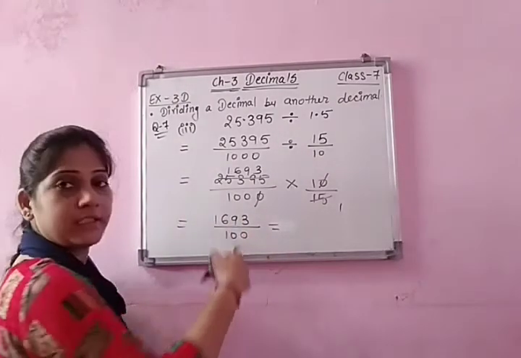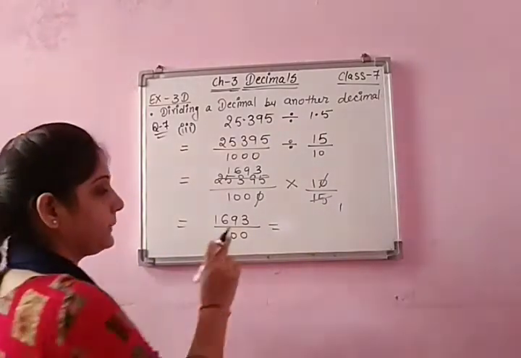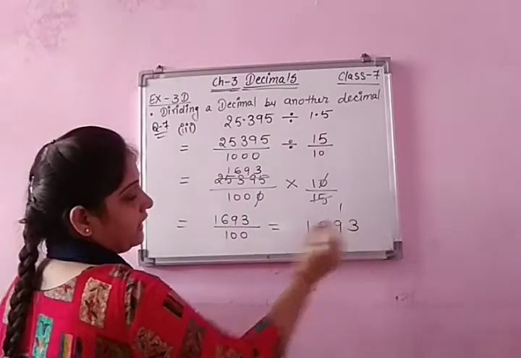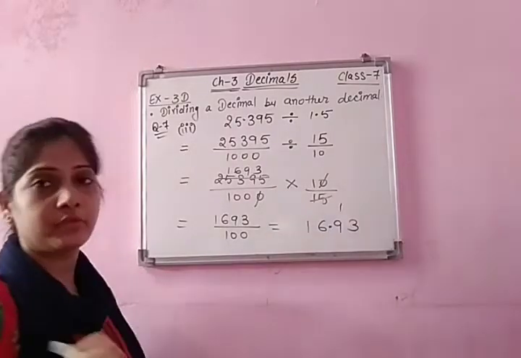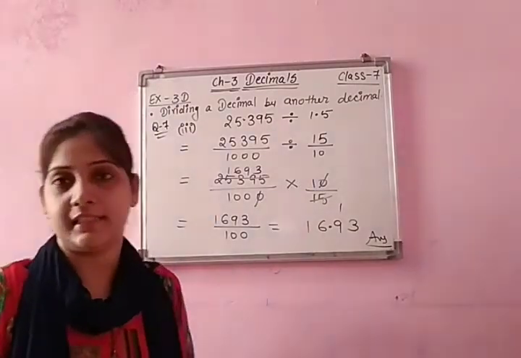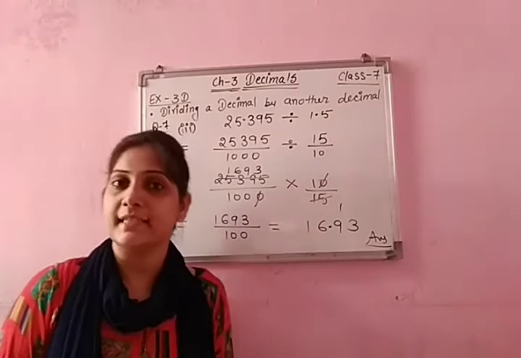And children, it's a direct way. How can we write it in decimal? There is no need to divide it. There are 2 zeros, so write this numerator here, and 2 zeros means put the point according to 2 decimal places. So what is the answer? 16.93. I hope by this method, because cancellation is easier.